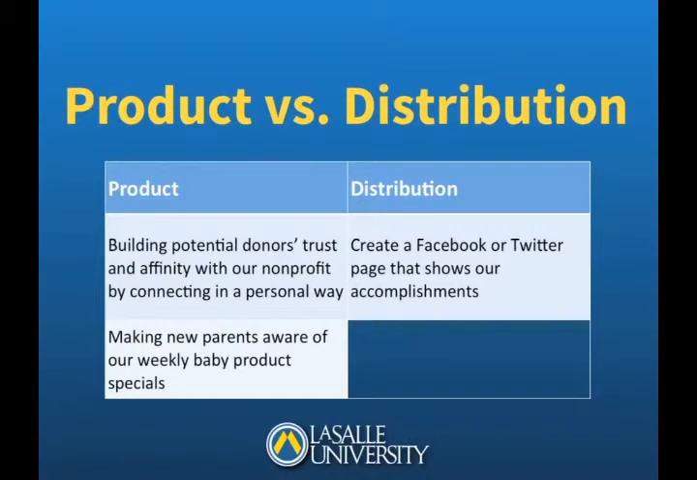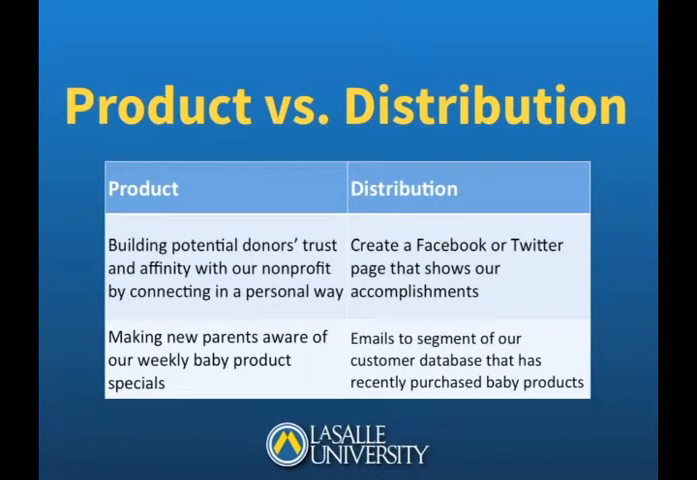So if we wanted to make new parents aware of our weekly baby product specials, the distribution could perhaps be a weekly email to our target segment of our customer database that has recently purchased a baby product. So once again, we have our product, and then we have our distribution. So we're making this very tangible now. We're going from conceptually, what could we offer, to something that's really refined and that people can really visualize and understand. Something that's very, very specific.